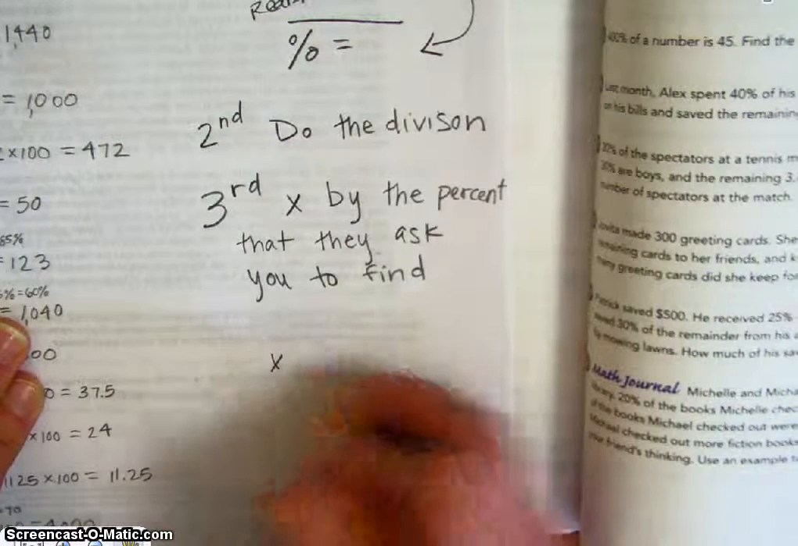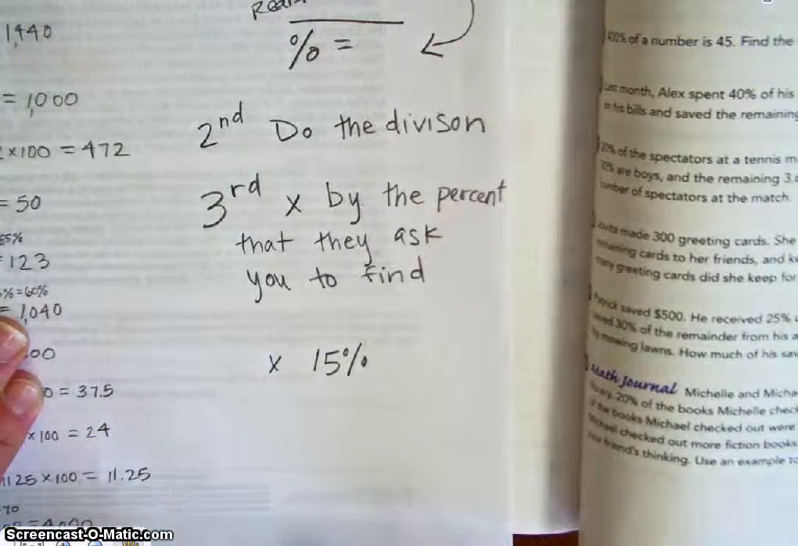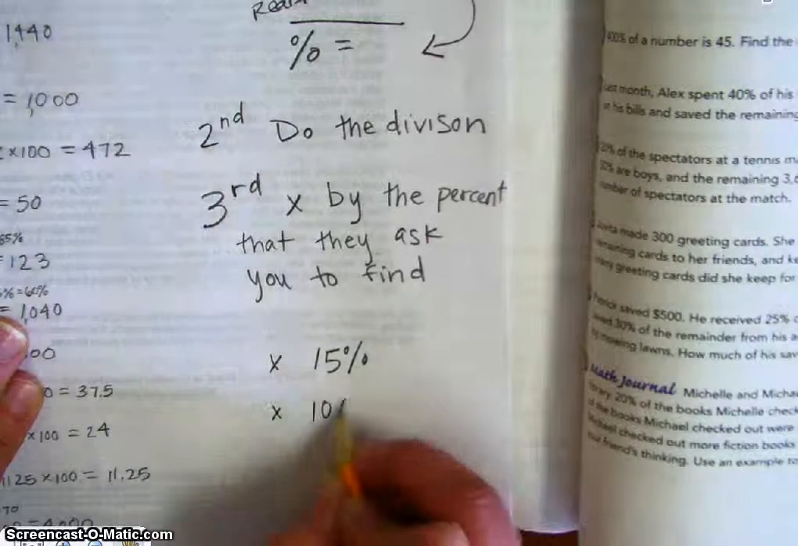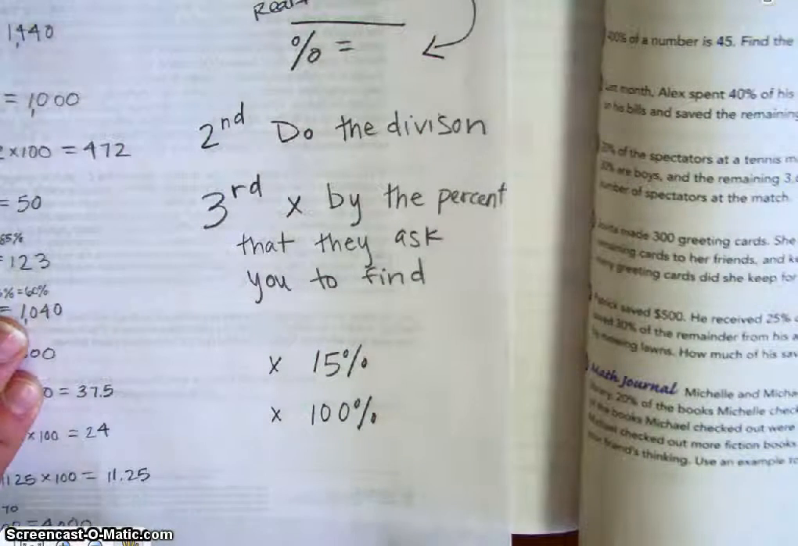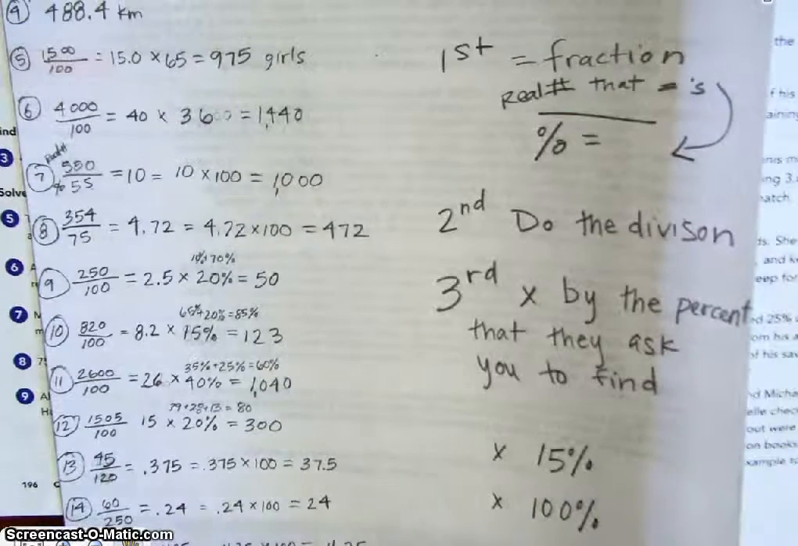So you need to figure out at the end, remember, times it by whether it's 15% that they said they want you to find of a real number, then you times it by 15. Or if they want you to find the total percent, you times it by 100, because that's what the total amount would be. So hopefully you got that. I'm going to run through the answers with you real quick, and then we'll be done.